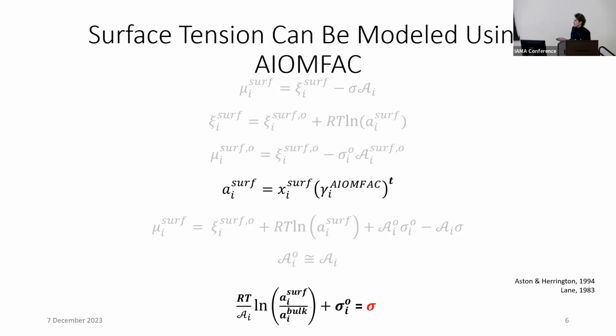This value here, sigma i naught, is a bit important. So we know what it is for some compounds. For water, we know it's about 72. For some organic compounds, it's been measured. For other ones, it hasn't.